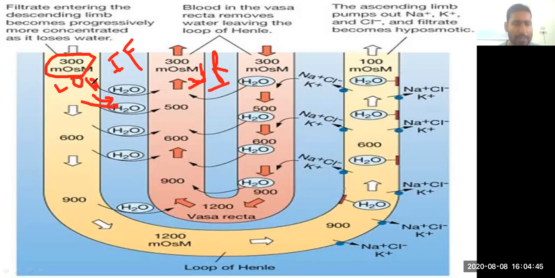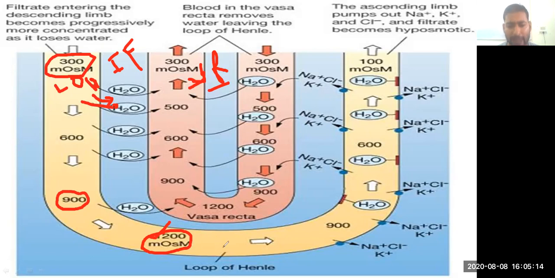Now in this loop of Henle, what is happening? The water molecules come inside the interstitial fluid, and when water molecules come inside the interstitial fluid, the concentration of the filtrate is going to rise. When you move from top to bottom, the concentration is going to rise, and here 1200 milliosmolarity is reached.